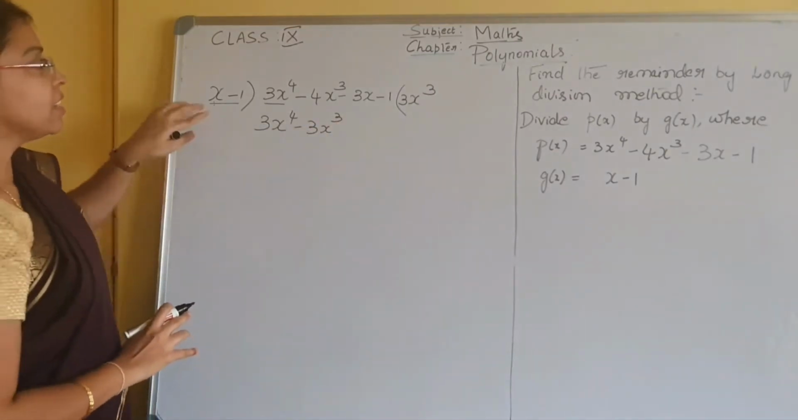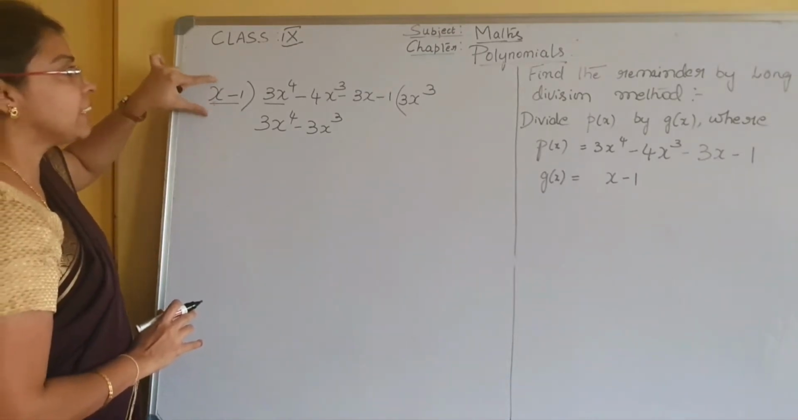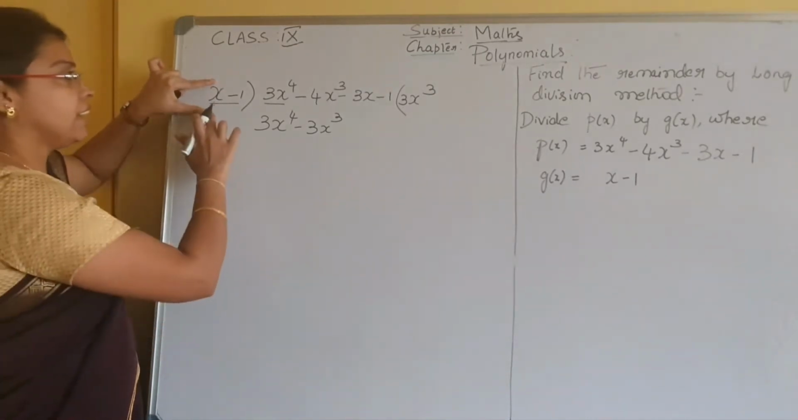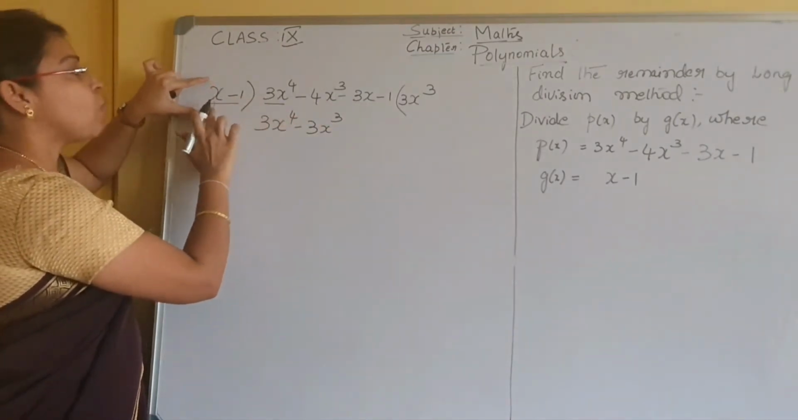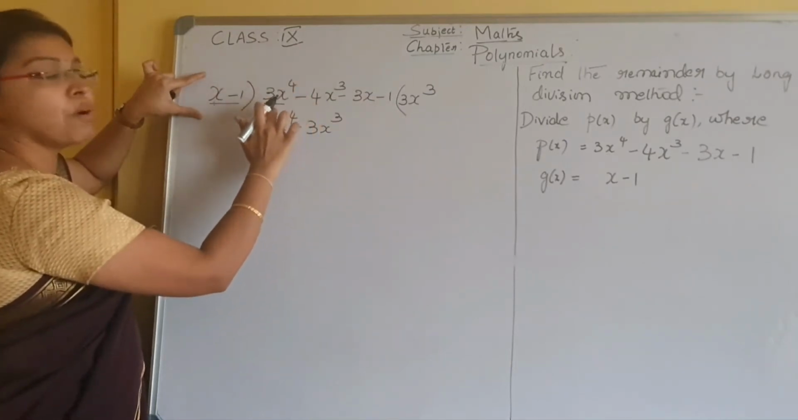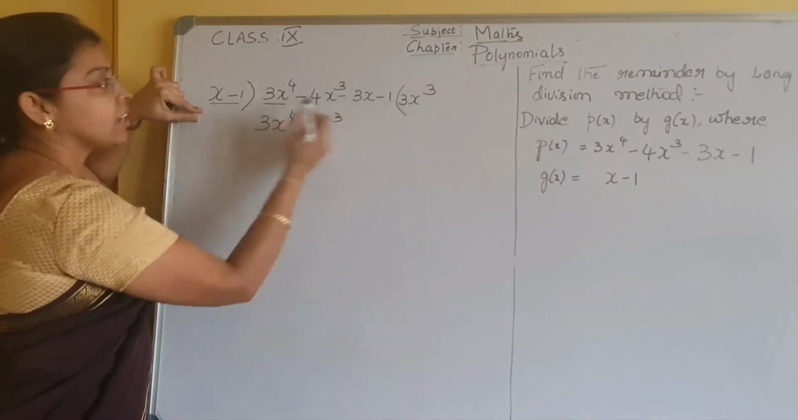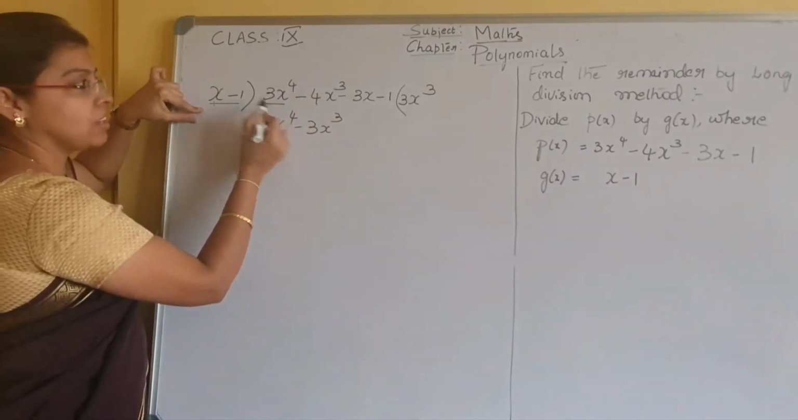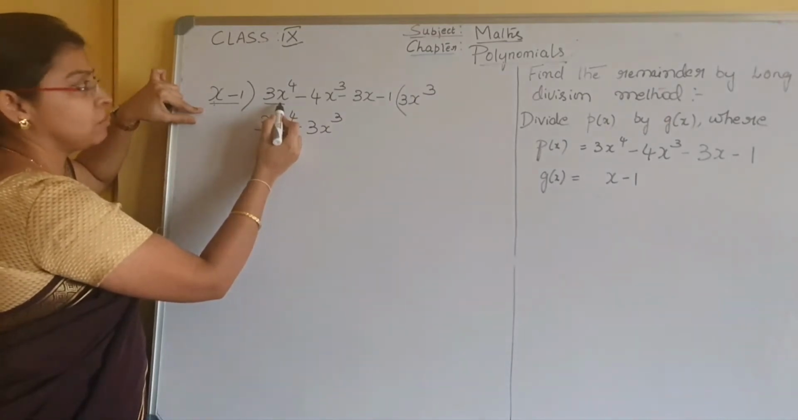So I'll repeat. Take the first term, this is a linear polynomial. Take the variable part and the first term of the dividend. With what will you multiply the first term to get the first term of the polynomial? X into what to get 3x to the power of 4? X into 3x cube will give you 3x to the power of 4.